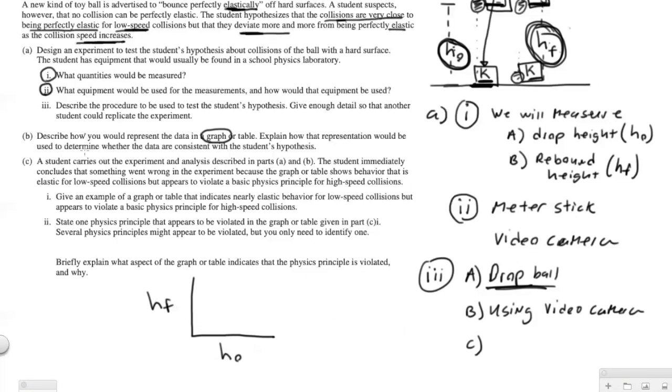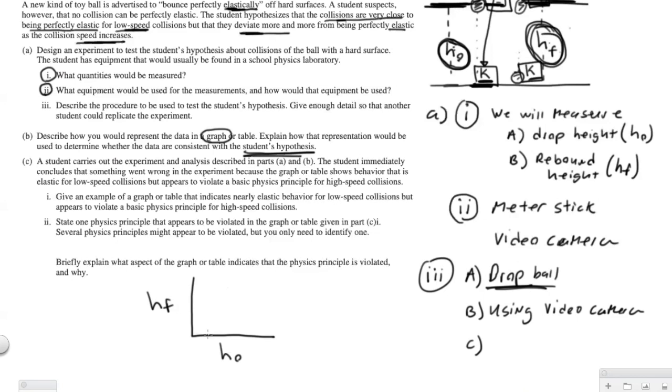Now, describe how you would represent the data in a graph or table. Explain how that representation would be used to determine whether the data are consistent with the student hypothesis. Let's just review. The student's hypothesis was that at lower speeds, when the ball collides with the surface, the collision will be elastic, but at higher speeds, it will not be elastic. So an elastic collision would be, we drop it from this height and it returns to the same height. That would be elastic. All the energy is kept.